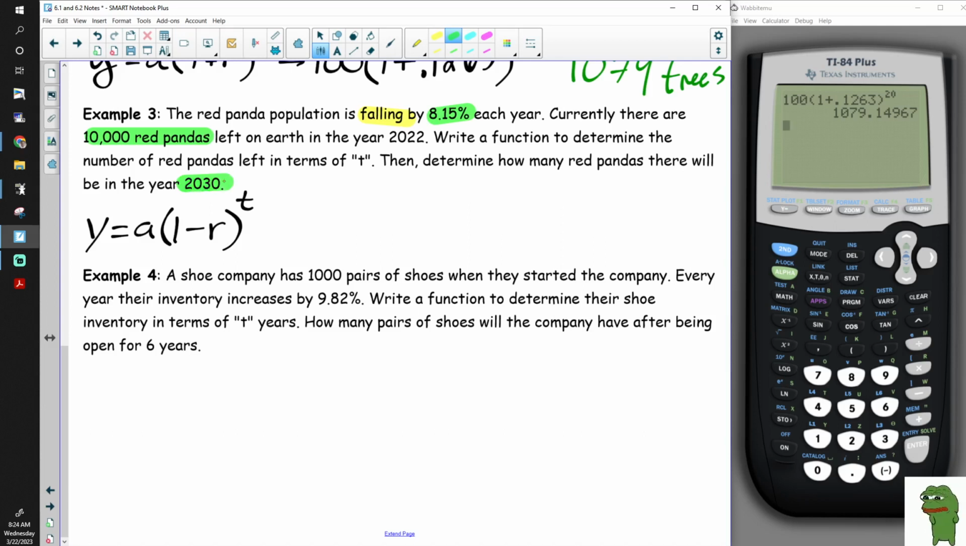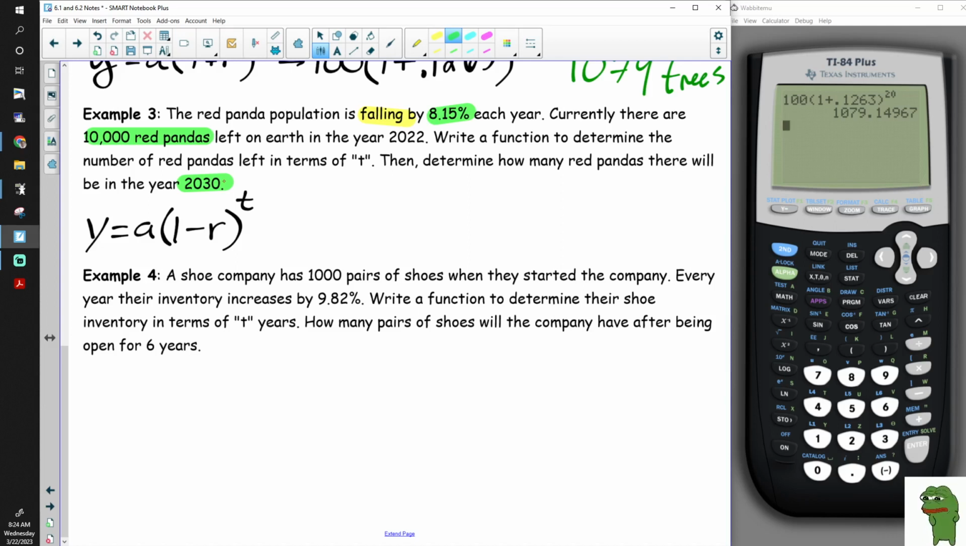This isn't true, is it? In 2022, the red panda population was around 10,000, yes. I don't know, the rates that they are falling, I made up. But that is how many red pandas about are left. Yeah, I know, it's terrible.